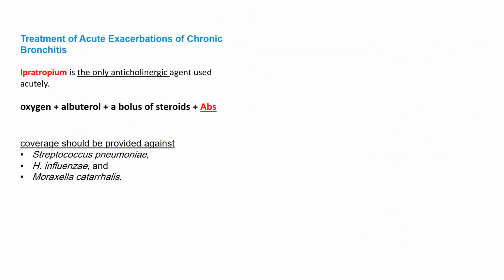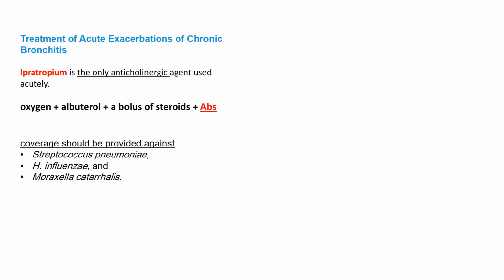Let's talk about the treatment of acute exacerbation of chronic bronchitis. Ipratropium can be used, and it's the only anticholinergic agent used in acute exacerbations. The treatment is mainly oxygen, albuterol, a bolus of steroid, which is very similar to the treatment of acute exacerbation of asthma, and we add to this treatment antibiotics.